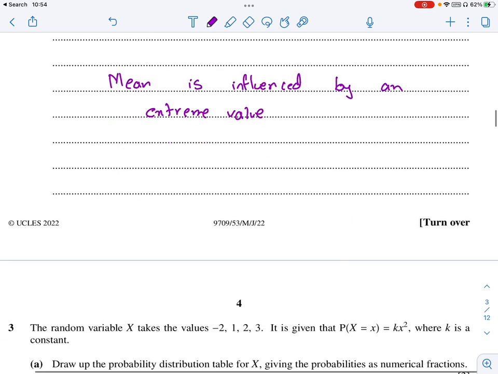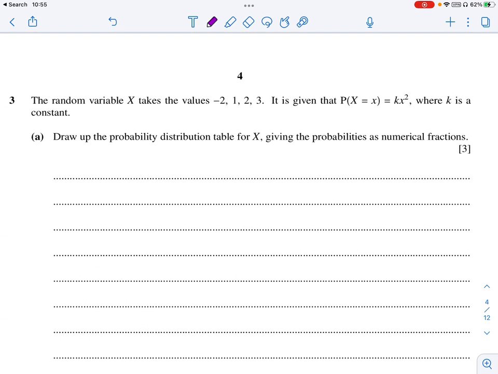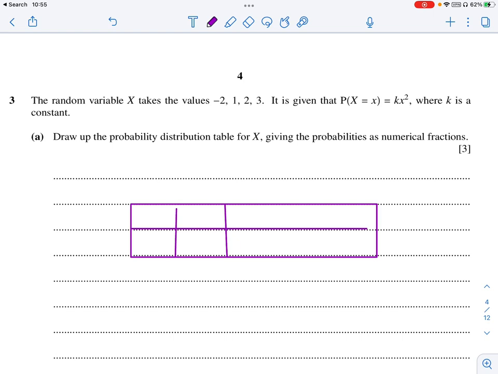Question number 3. The random variable X takes the values minus 2, 1, 2, 3. Given that probability of X equals kx squared, where k is a constant, find the probability distribution table. So what are the values? Negative 2, 1, 2, and 3. X, probability of capital X equals small x.